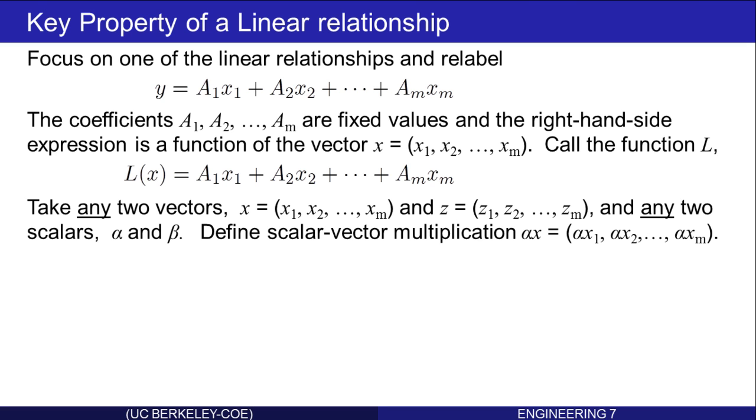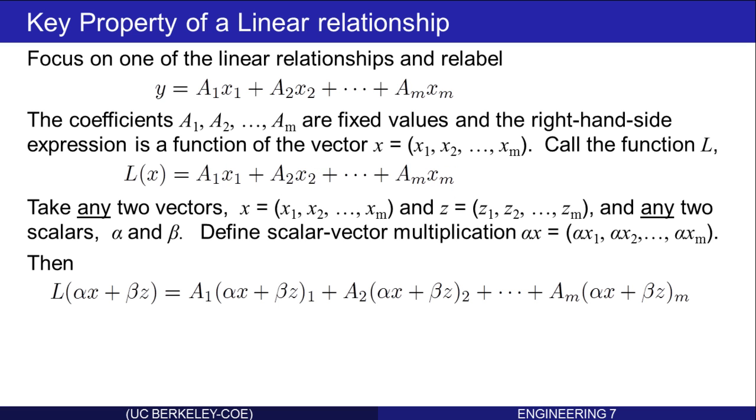Now, consider any two vectors, x and z, and any two scalars, alpha and beta. Define scalar vector multiplication just like we have in MATLAB. You can multiply a vector times a scalar, and the scalar ends up just scaling each one of the components. Then let's look at what happens when L is applied to the sum of alpha scaling x plus beta scaling z. Remember what L does to any vector. It takes A1 times the first component plus A2 times the second component plus AM times the last component.